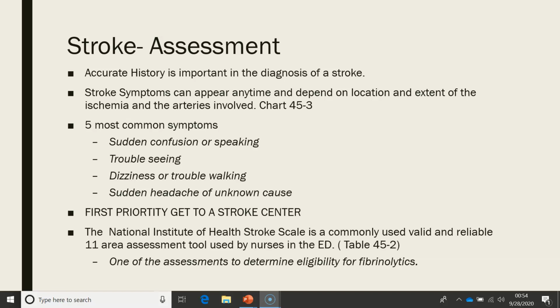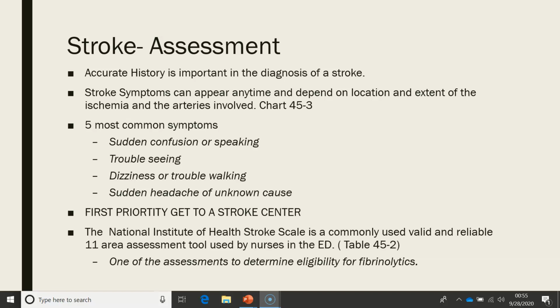I do expect you to know the 5 most common symptoms of a stroke, including sudden onset of confusion or difficulty speaking, any type of trouble seeing, whether it's double vision or inability to see out of one or both eyes, dizziness or trouble walking, and a sudden headache of unknown cause. I do expect you to know the 5 common symptoms of a stroke, and that the first priority is to get the patient to a certified stroke center.